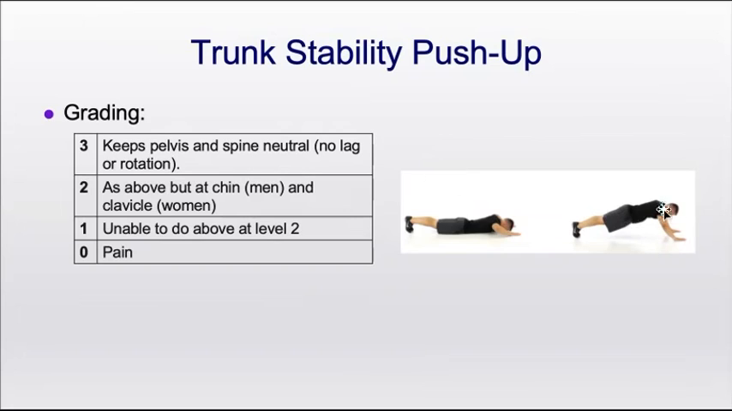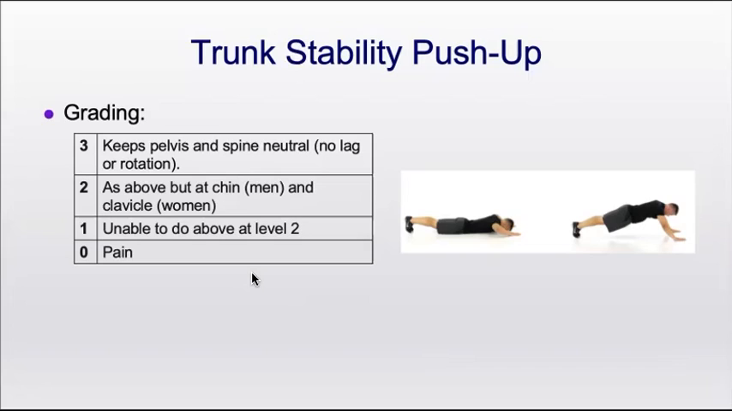If they cannot complete this, then you have them go back down, and you have men change their hand position from the forehead to the chin, and you have women change their hand position from the chin to the clavicle, which is a little bit less challenging for both populations. Then you have them elevate their elbows again, and then press themselves up into a stability push-up, and that would be scored as a 2. If they're unable to do either of these, that's scored as a 1, as long as there's no pain, and then it's scored as a 0 if there is pain.